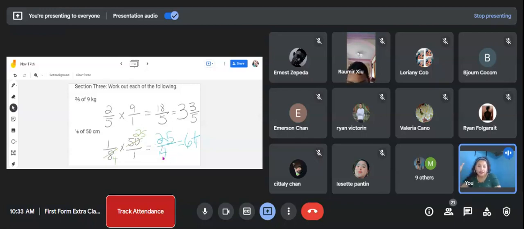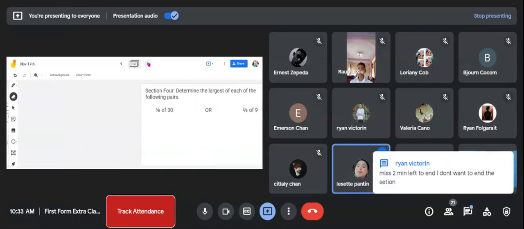When I have 25 over 4, I need to change it to a mixed number because I cannot leave my answer as an improper fraction. So I go ahead and I divide 25 by 4. How many times can 4 go into 25? It can go 6 times, and I get a remainder of 1. And that 1, I put it over 4. Yes? Yes, Miss. Thanks for explaining. Okay, good.